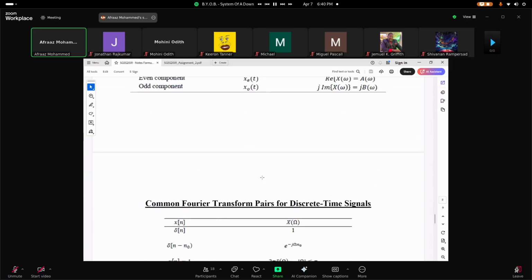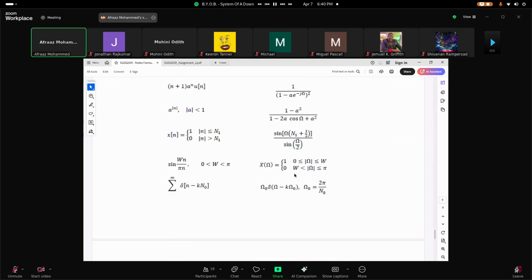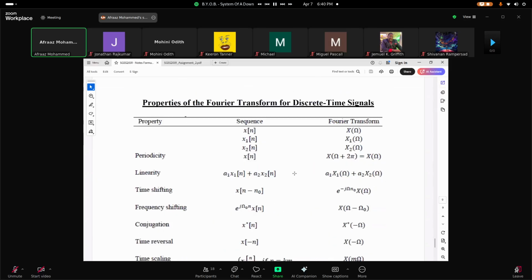And then afterwards, the last couple of tables are related to the Fourier transform for discrete time signals. Discrete time signals. Again, you have the common transform pairs, and finally, you're going to have the properties of the discrete time signal.